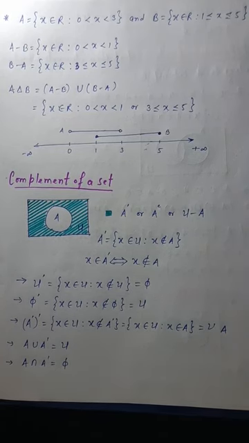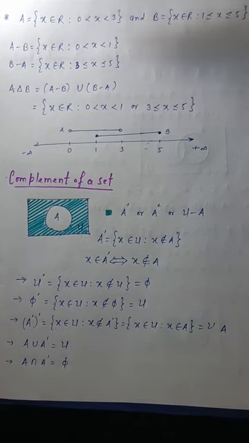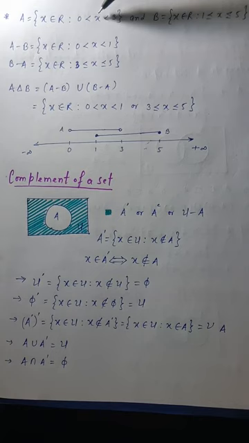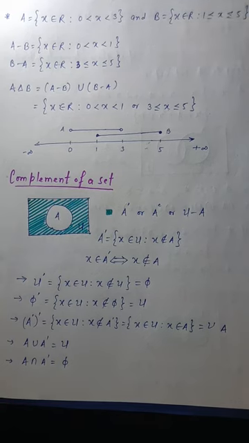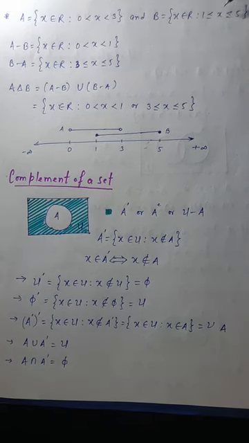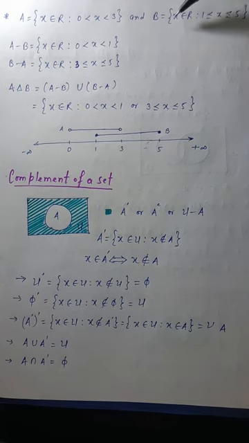So here A is a set where x belongs to R and x is greater than 0 and less than 3. And please focus on this question. This is a very important question. And set B is x belongs to R where x is from -1 to 5. Actually it is based on intervals. So what will be A minus B and what is B minus A? You can take help of the number line here.